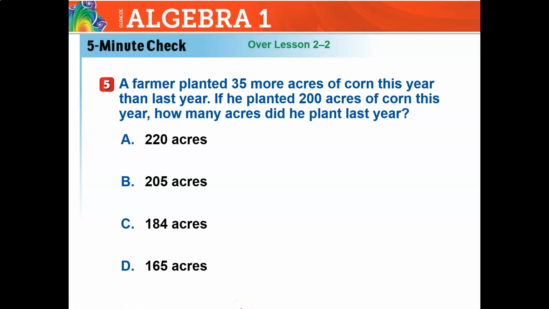A farmer planted 35 more acres of corn this year than last year. If he planted 200 acres of corn this year, how many did he plant last year?